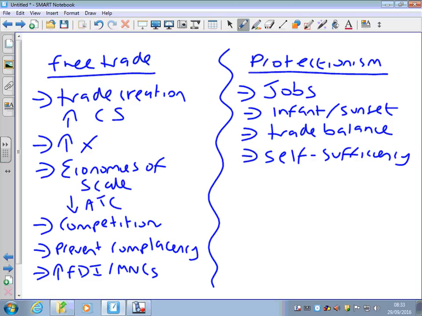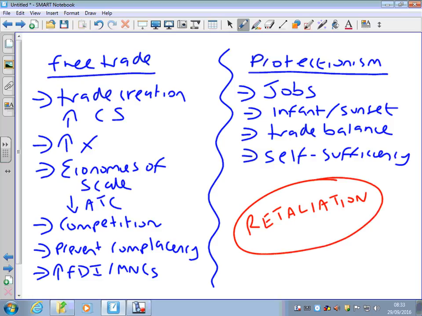But what I would say linked to that one is, look at all these different arguments here. You've got dangers of retaliation. The higher the protectionist barriers you can put on an economy, then ultimately they're going to respond. They're not going to allow your firms to keep exporting.